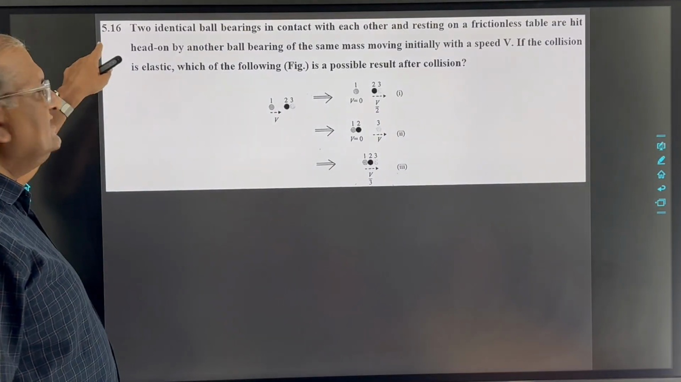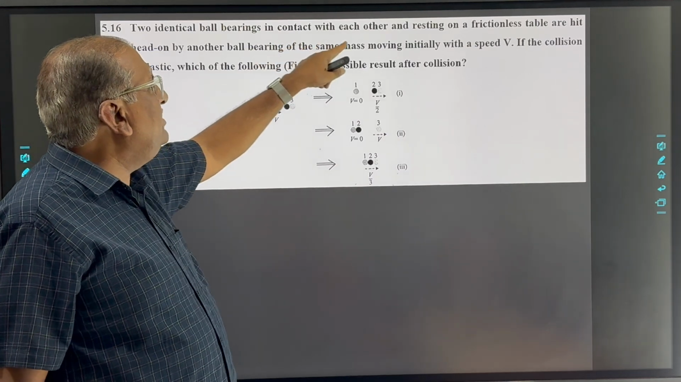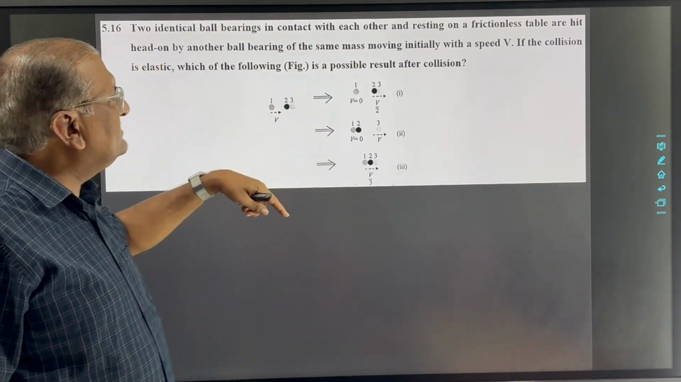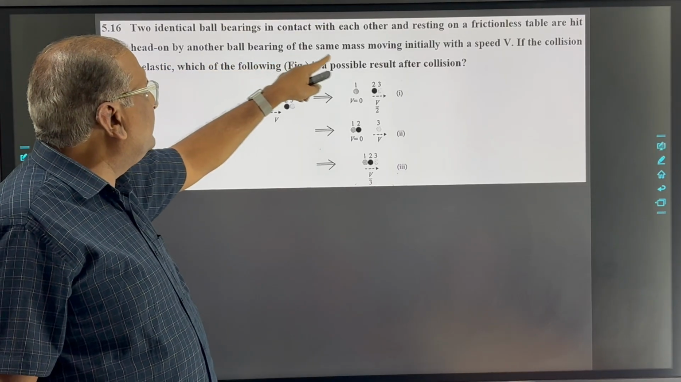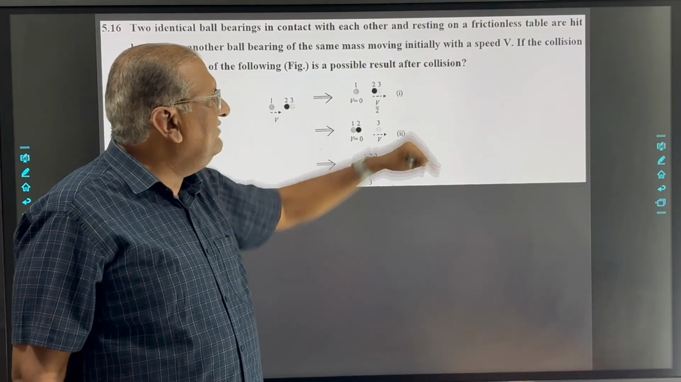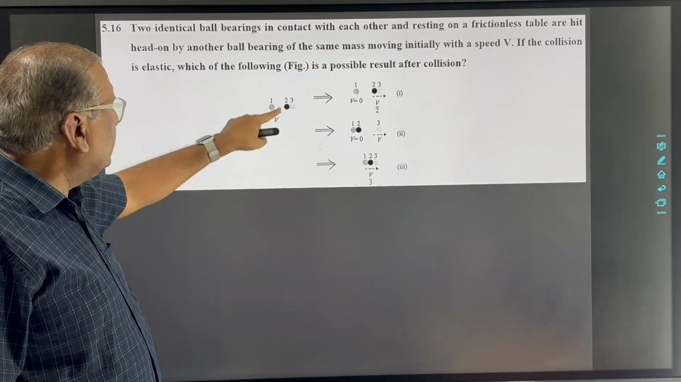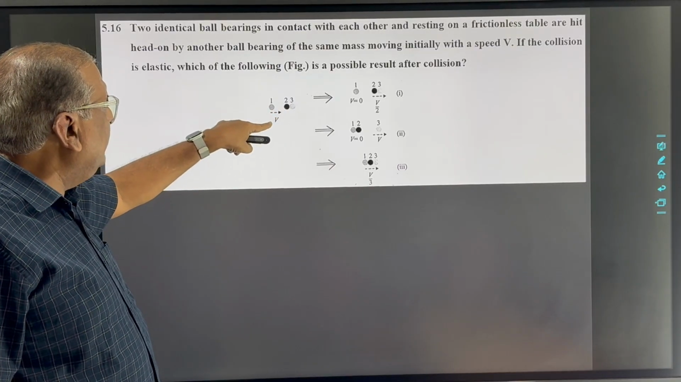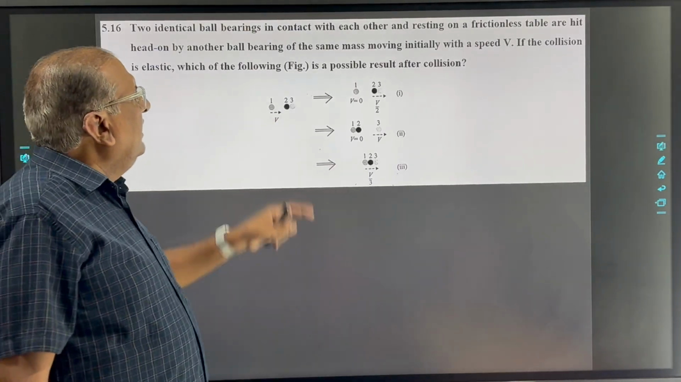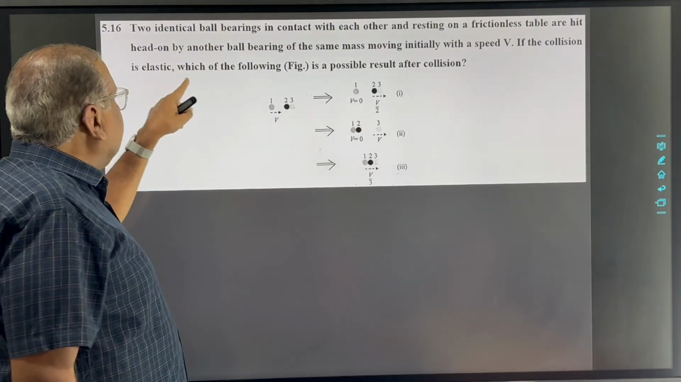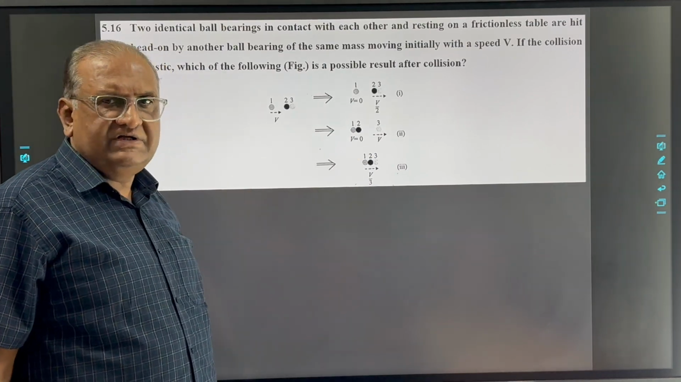Now exercise 5.16. Two identical ball bearings in contact with each other and resting on a frictionless table are hit head-on by another ball bearing of the same mass moving initially with a speed v. See this figure. 2 and 3 are in contact and stationary, and 1 is moving with speed v and collides with 2 and 3. If the collision is elastic, which of the following figures is a possible result after collision?